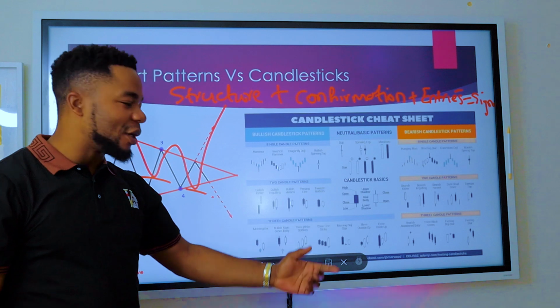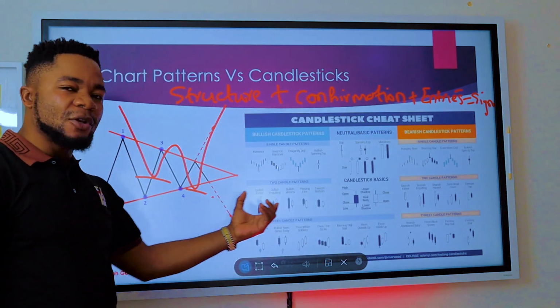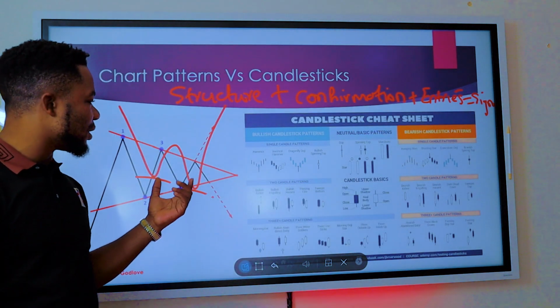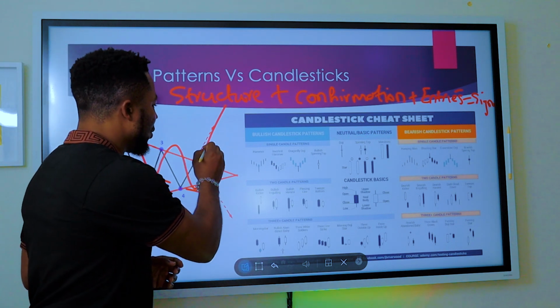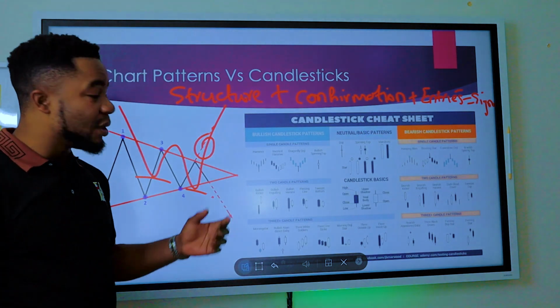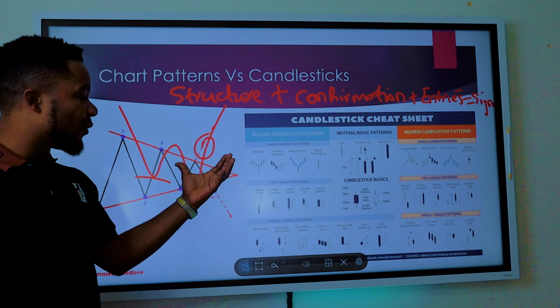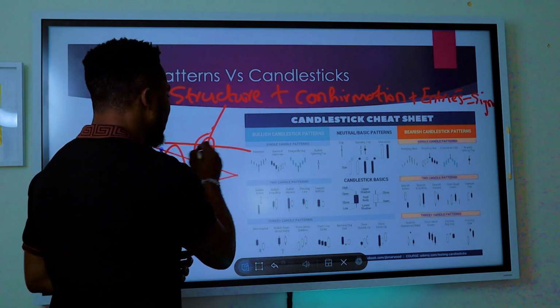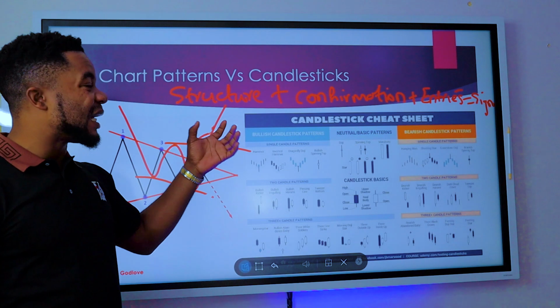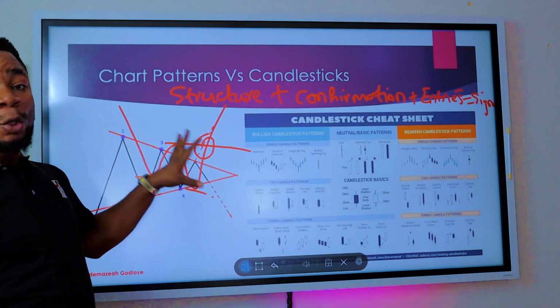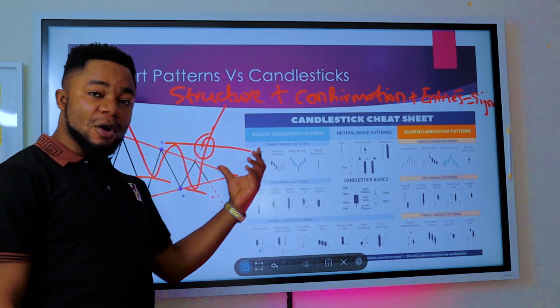So that confirmation, that is where we'll bring in candlesticks. Maybe we'll be able to say, okay, as soon as we see a big momentum, or maybe three white soldiers, or any candlestick confirmation at the neck, because this is what we call the neckline. If we see any candlestick confirmation at this level, which shows that there's high momentum in the market at this level, we'll get in. So that is now our confirmation.